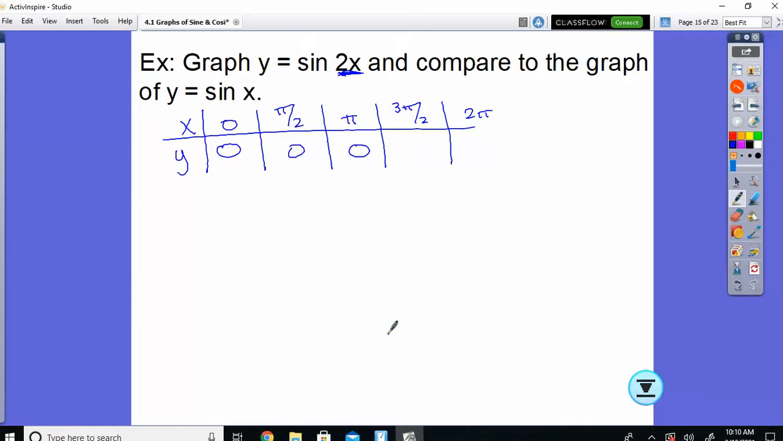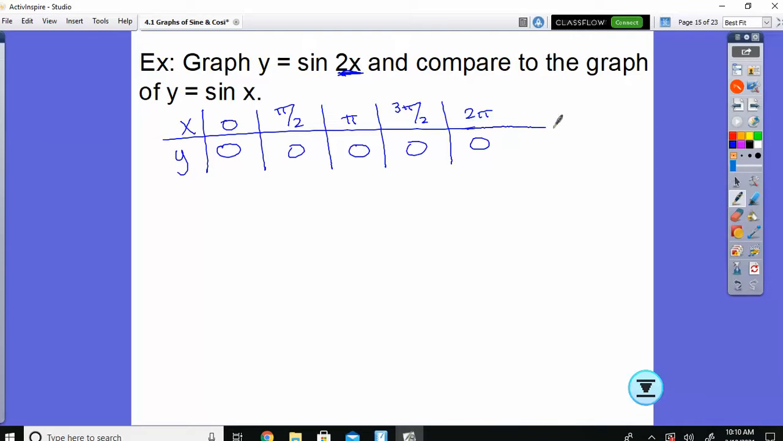If I put in a 3 pi over 2, 2 times 3 pi over 2 is 3 pi. What's the sine of 3 pi? If I put in a 2 pi, 2 times 2 pi is 4 pi. Sine of 4 pi is? Okay, does that mean that this function always equals 0? No, we probably need some more points.